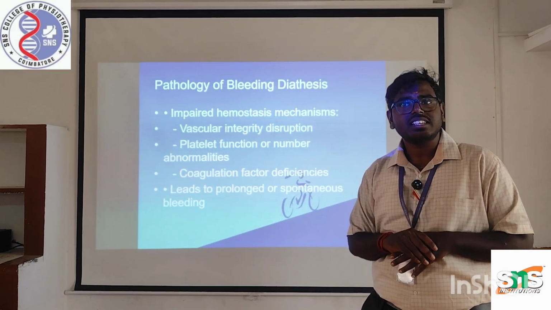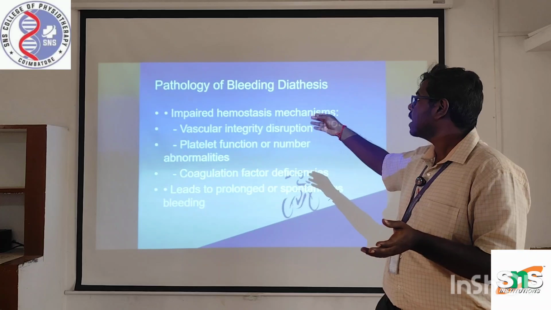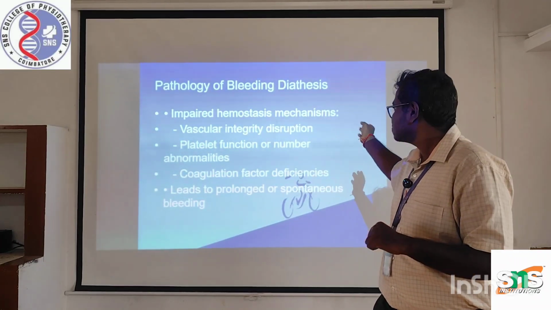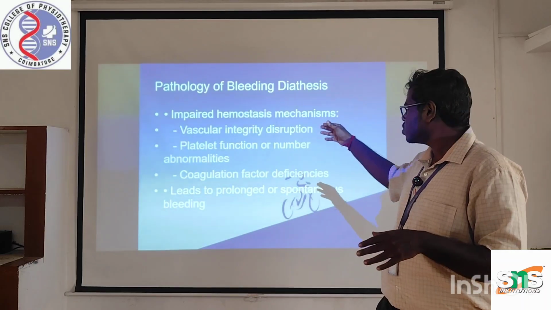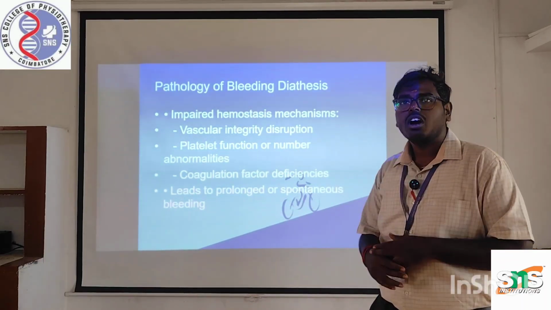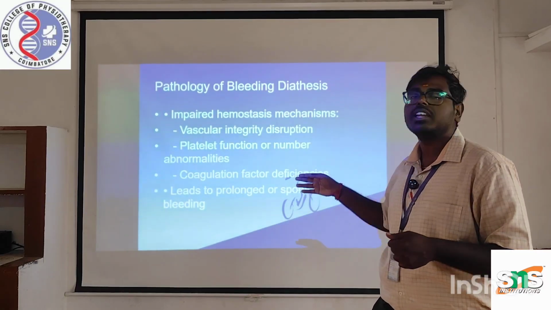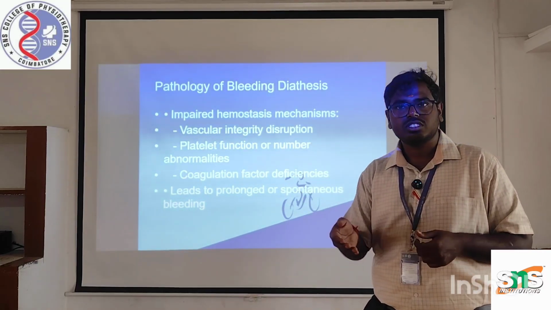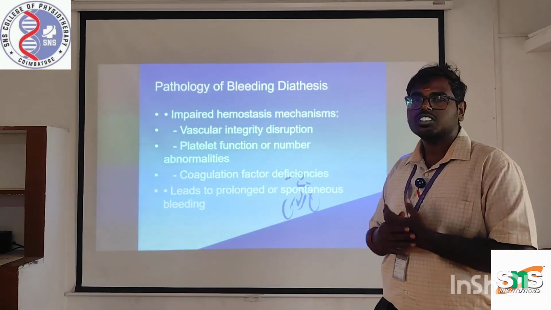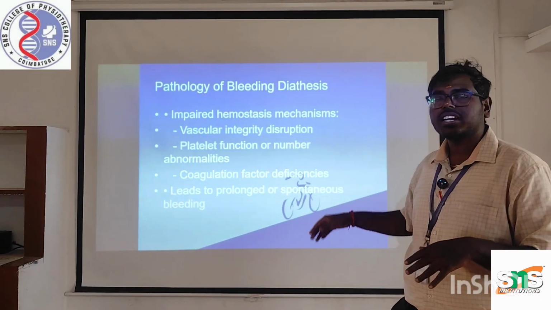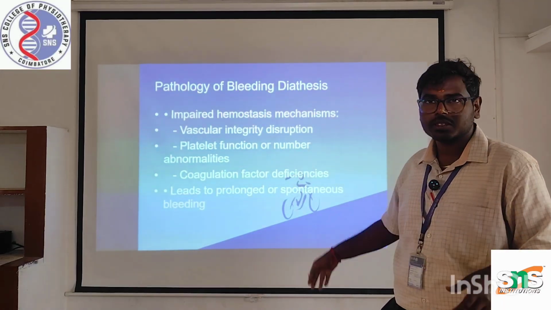So what is the pathology of bleeding diathesis? Bleeding diathesis is mainly due to an impairment in the hemostasis mechanisms. The hemostasis mechanisms generally comprise vascular integrity disruption, reduced platelet function, or abnormalities in platelet number due to a disruption in platelet formation. It also comprises coagulation factor deficiencies, and finally it leads to prolonged bleeding or spontaneous bleeding.